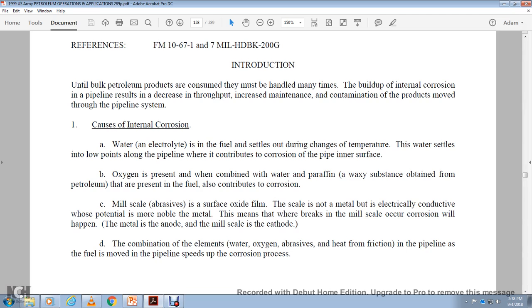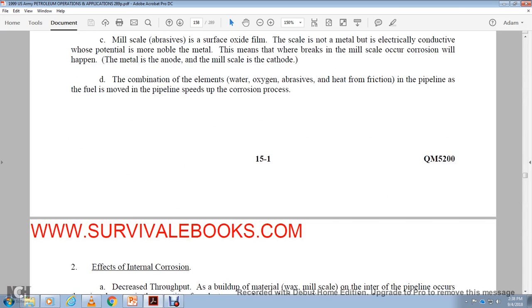Mill scale is an abrasive solid or surface oxide film. The scale is not metal but is electrically conductive, which is harmful to the more noble metal, and when it wears or breaks, the mill scale will occur. The corrosion will happen. The metal is an anode. The mill scale is a cathode. The combination of the elements water, oxygen, and abrasive heat from the friction in the pipeline as the fuel is moved speeds up the corrosion process.